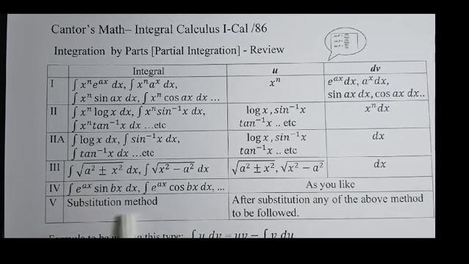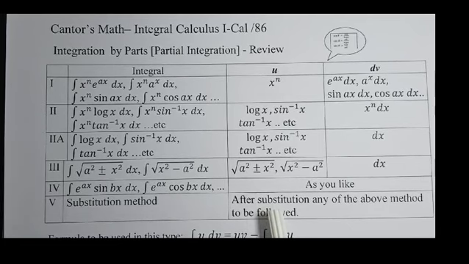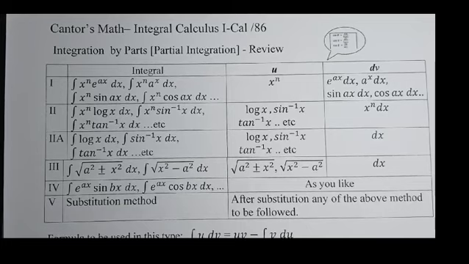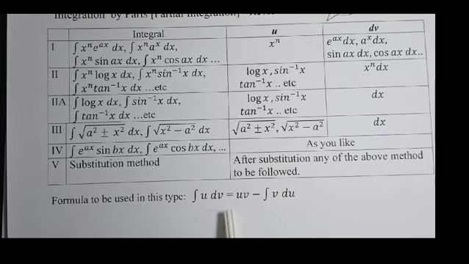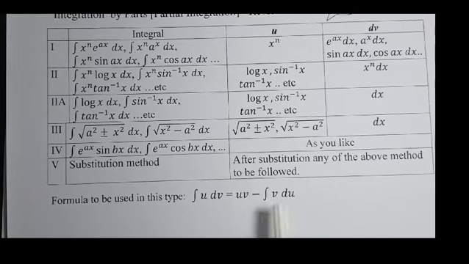For the last one, substitution method, you substitute first. After substitution, any of the above methods is to be followed, and we are familiar with this formula: integral u dv equal to uv minus integral v du.